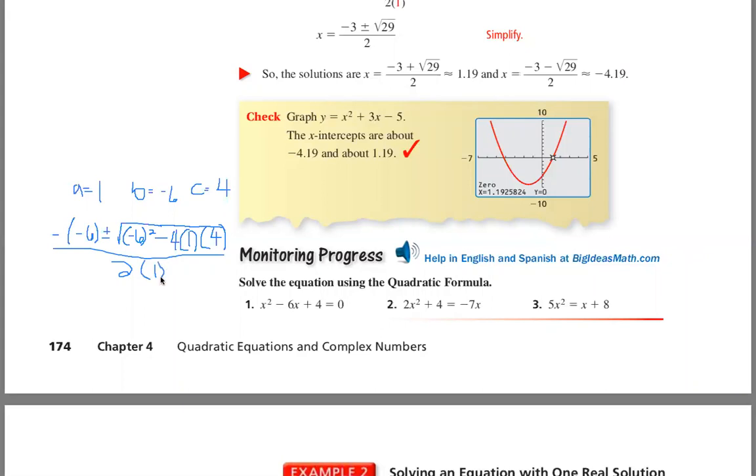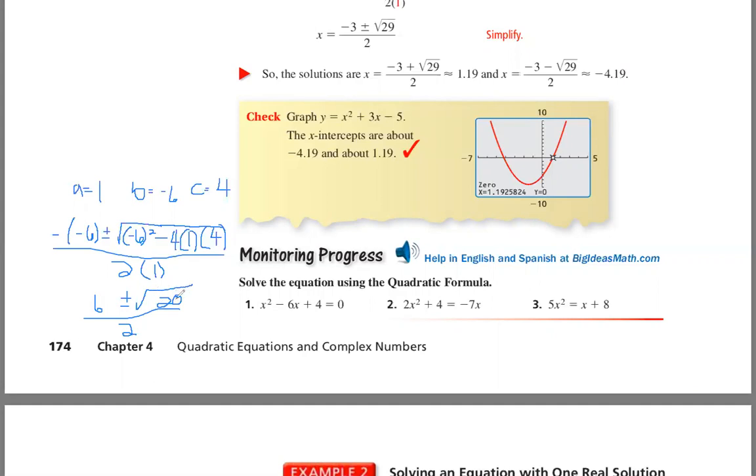Okay, so if I go from here and start working it, like I said, I would probably do it in pieces. The first one, negative 6 squared, is going to be 36. And then you have 4 times 1 times 4, which is 16. So the first thing you should get right here is a 20. You still have your plus and minus. Negative with the negative 6 is going to make a positive 6, and this is all over 2.